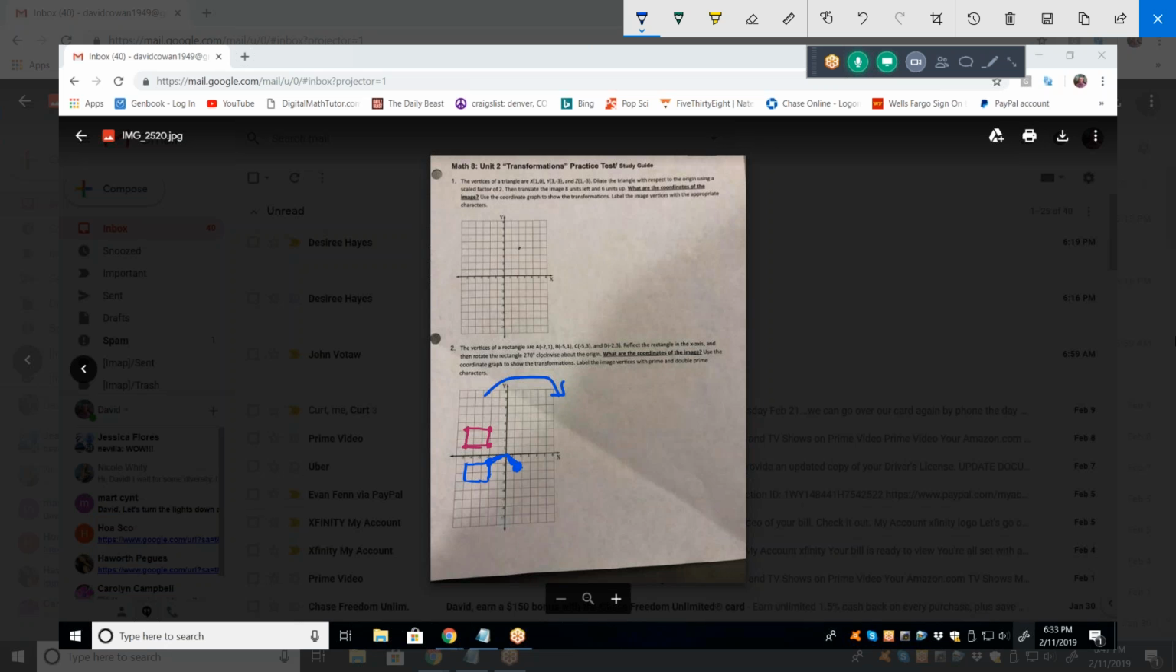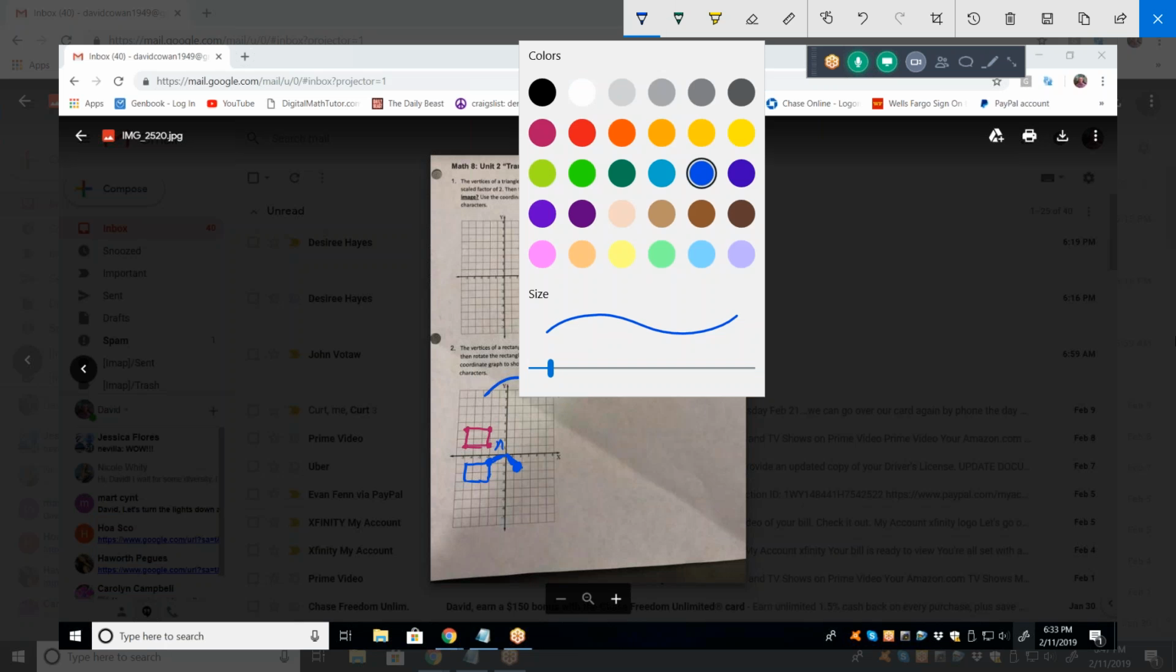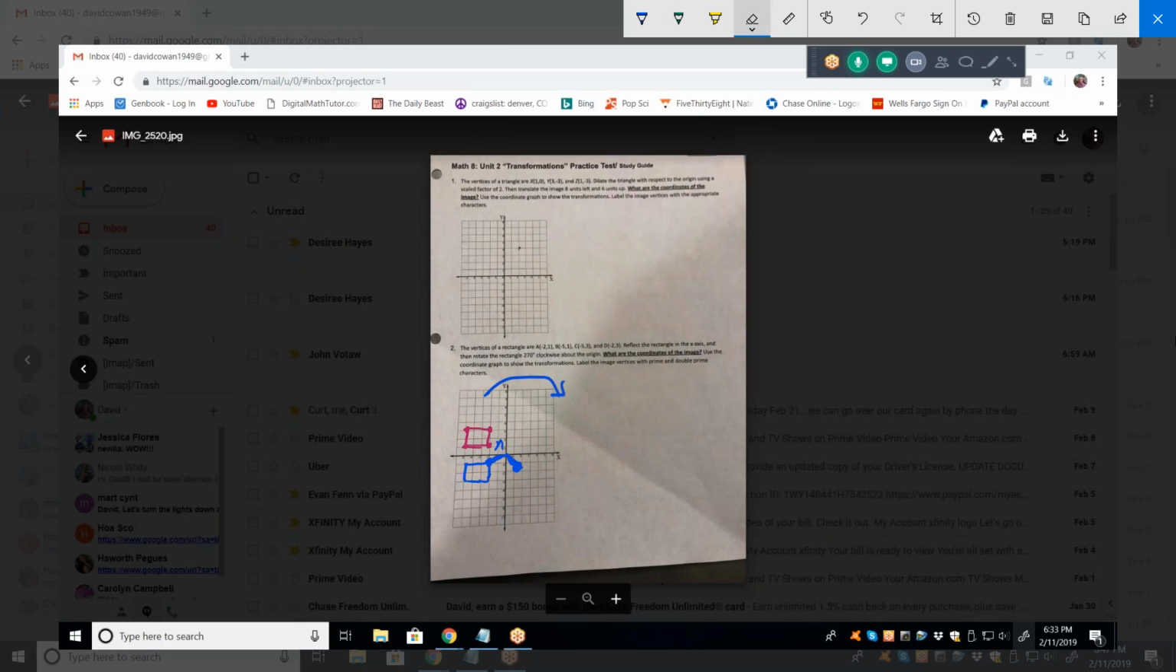Okay? Now, let's look at the other points. This is A, B, C, D. So let me make sure I've got this right. That's A. Let me make sure I'm in the proper color pen.